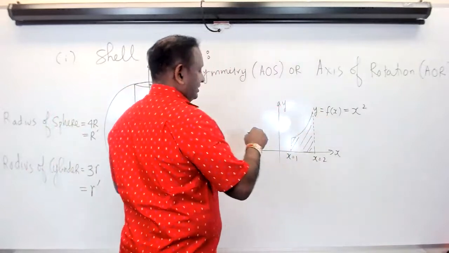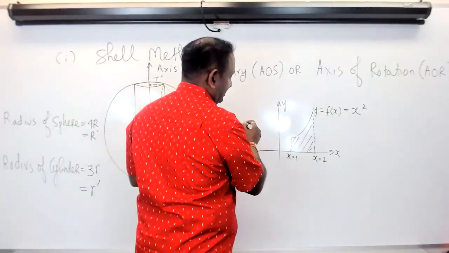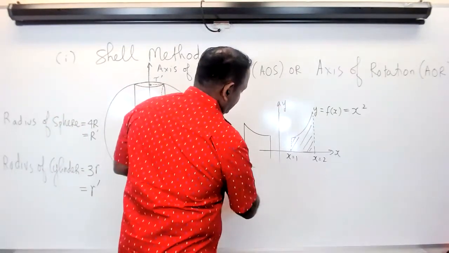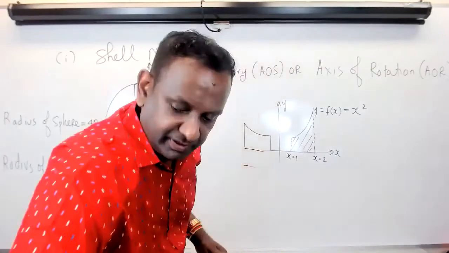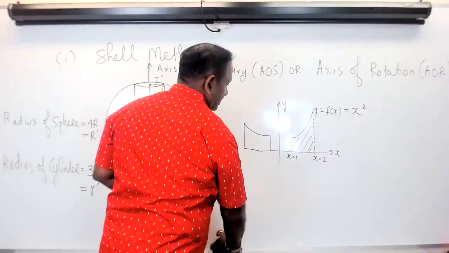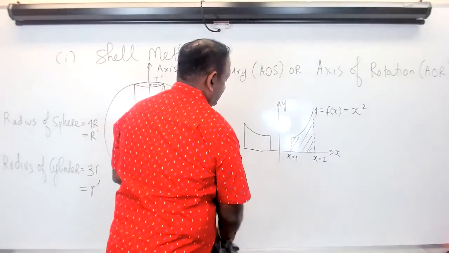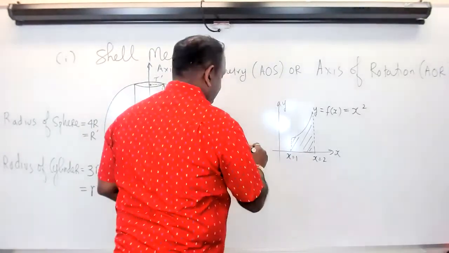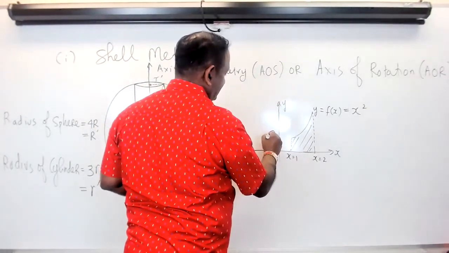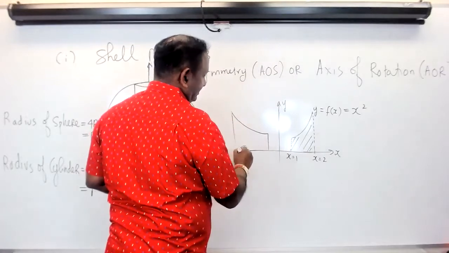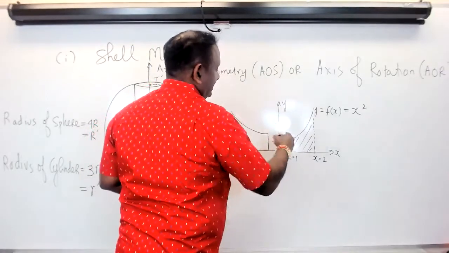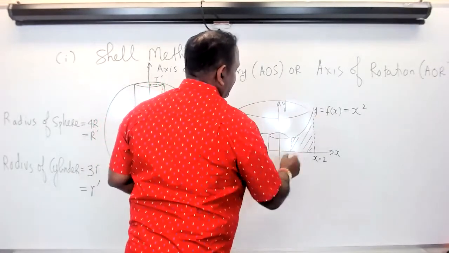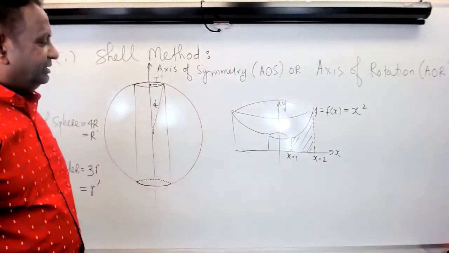If you rotate this one around the y-axis to get the volume, you're going to have something like this on this side too. If you rotate, you're pretty much going to have, and this is the axis of rotation, axis of symmetry. You're going to have something like this. That kind of a three-dimensional figure you're going to have. In the middle will be something like this, like that.